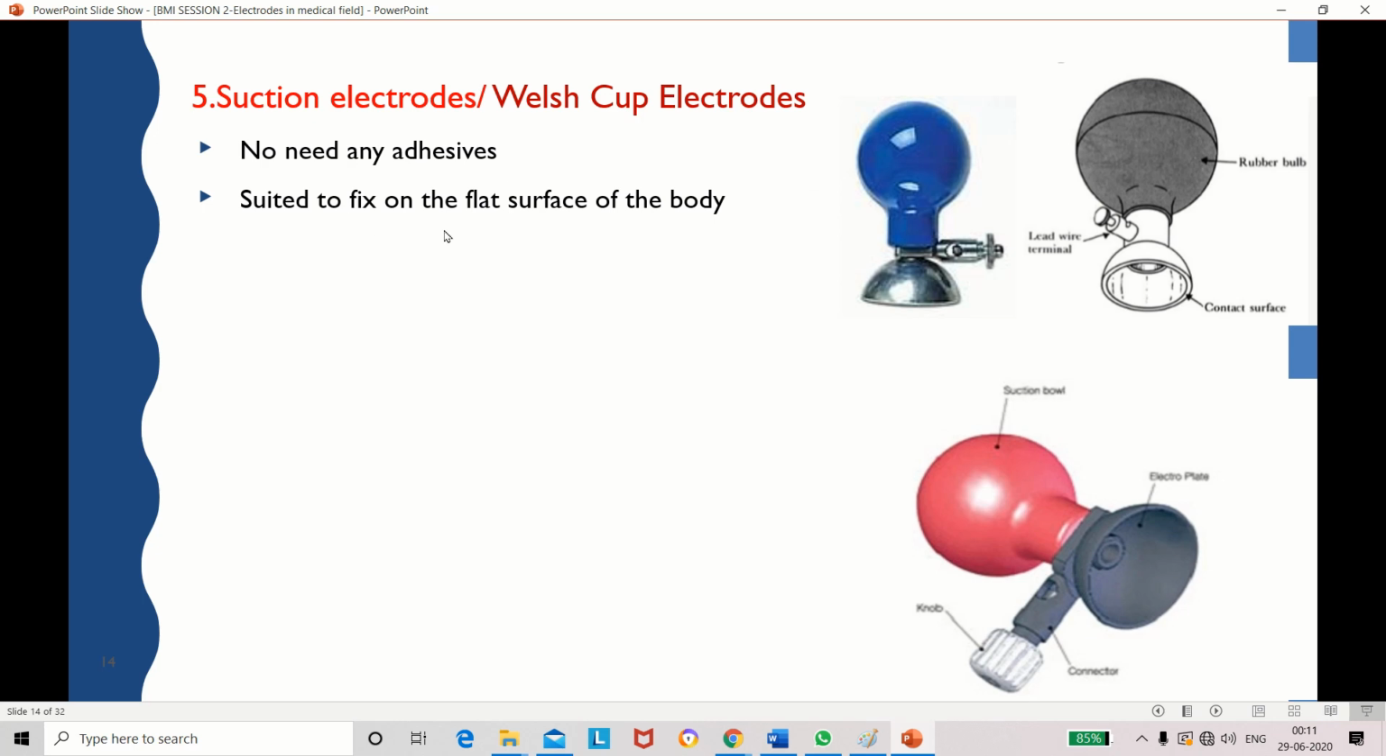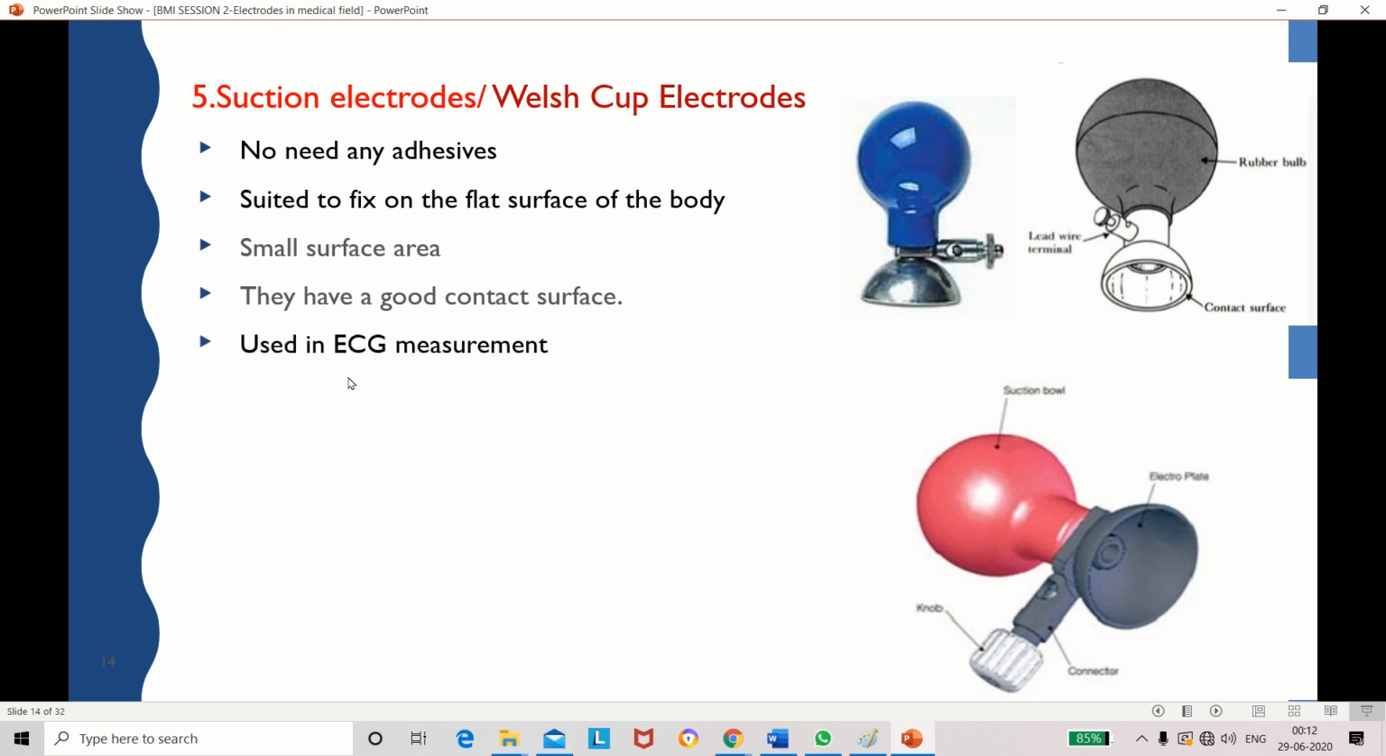It is suited to fix on the flat surface of the body. It's a smaller surface area. It has a very good contact surface because we are fixing on the flat surface of the body. It's mainly used in ECG measurement. We know that ECG means electrocardiography. So it belongs to the heart. Am I right? To measure the condition of the patient's heart, we have to take an ECG measurement.